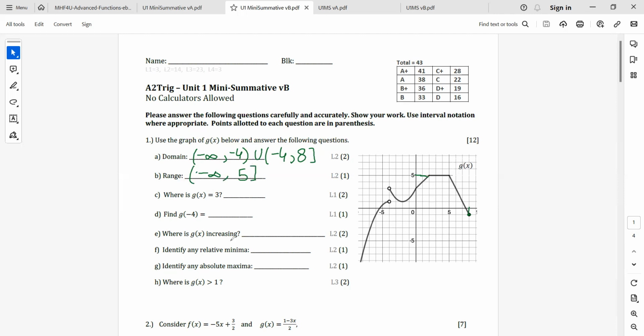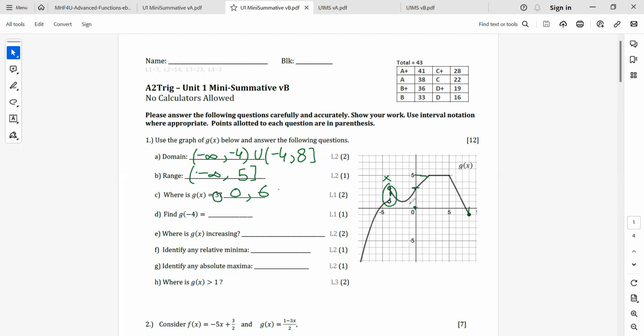So big bracket. Where is g of x equal to 3? Y is 3. Yes, very good. 1, 2, 3. So it is -4 and 6. Then where is -4? On -4, the point is not included. So g of x is equal to 3 at 0 and at 6. Okay. G of -4.